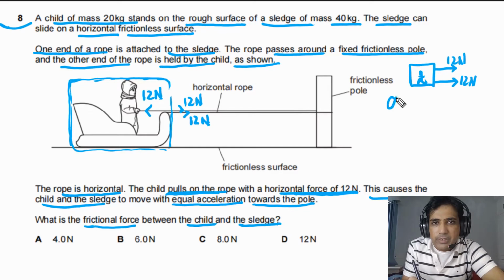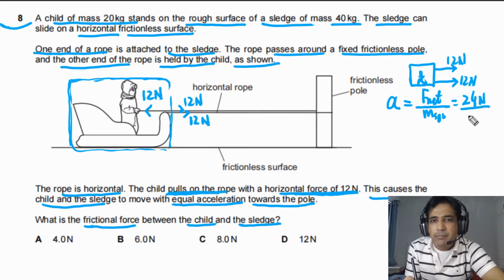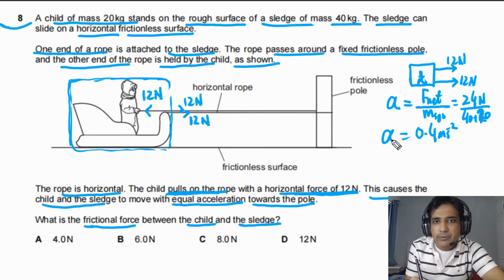In order to find the acceleration of the system, we can simply say a is equal to F net divided by the total mass of the system, M system. The net force is 24 newtons, and the mass of the system is 40 plus 20, where 20 is the mass of the child. If we solve this, the acceleration in this case will be equal to 0.4 meters per second squared. So this is the value of acceleration.